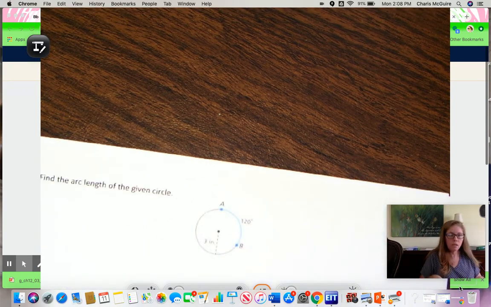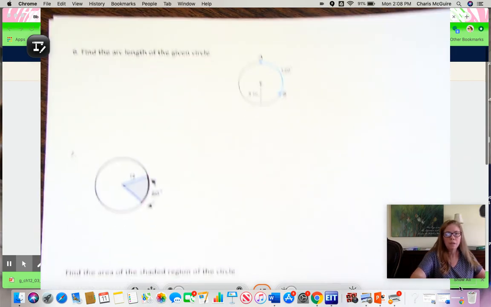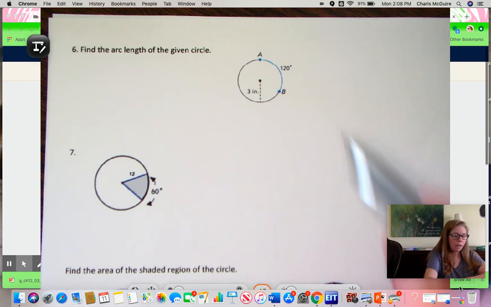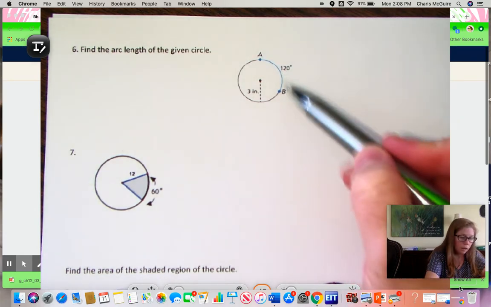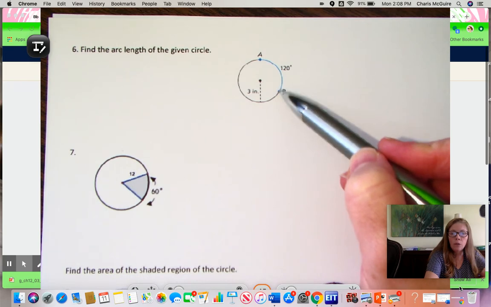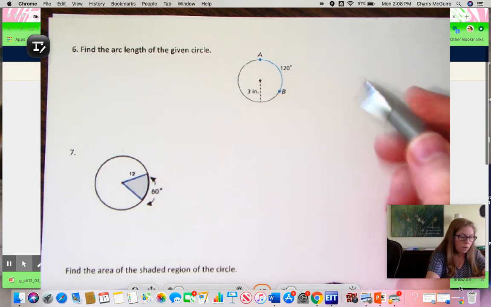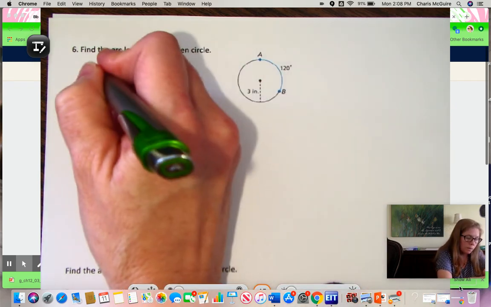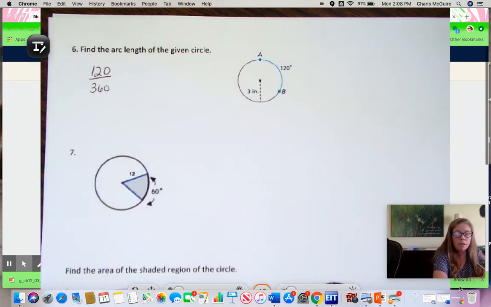All right, so this one, number 6, looks a little bit different. But you've got the length. I love this picture because it's showing you the arc length here. And we're looking for that length from A to B. And it gives you the degree measure is 120. So we're going to do 120 out of our 360 degrees, our total. And look at the diameter.